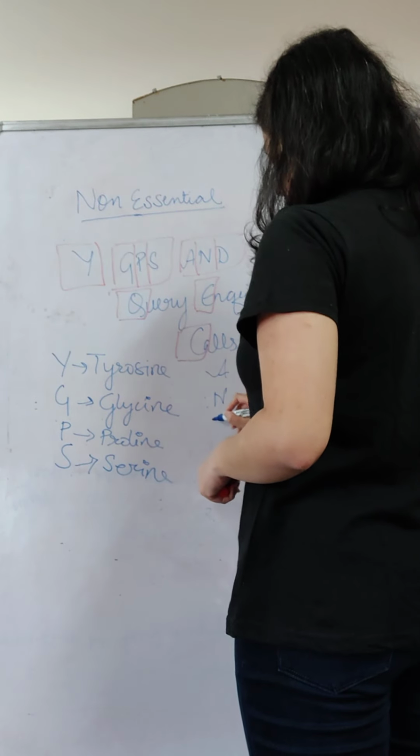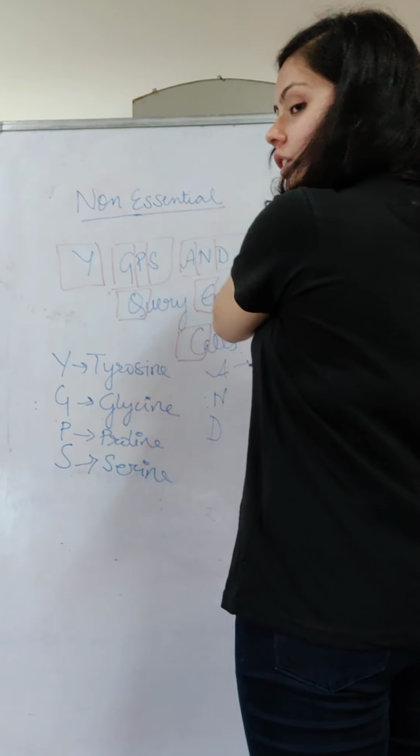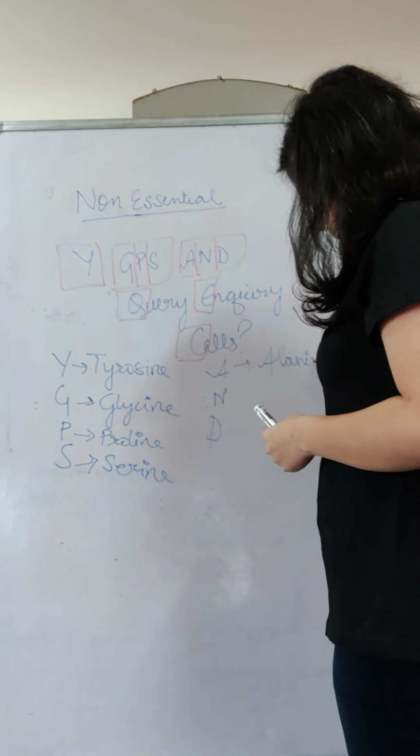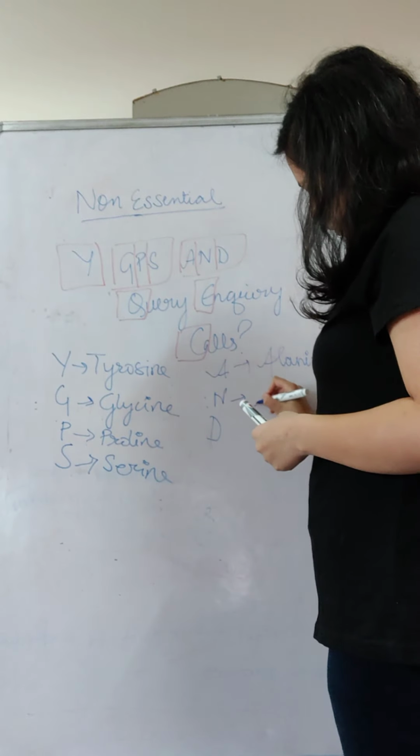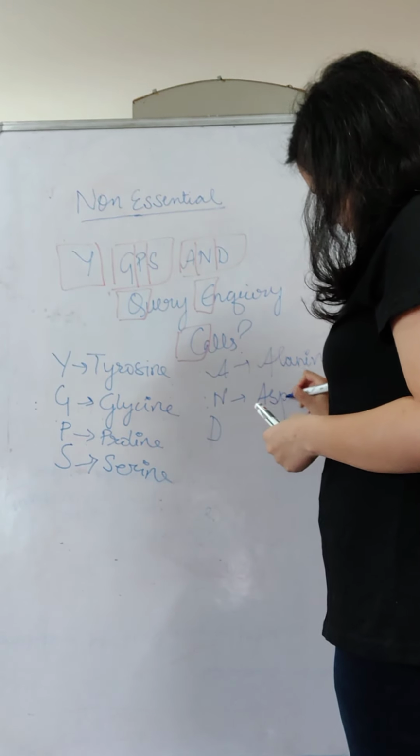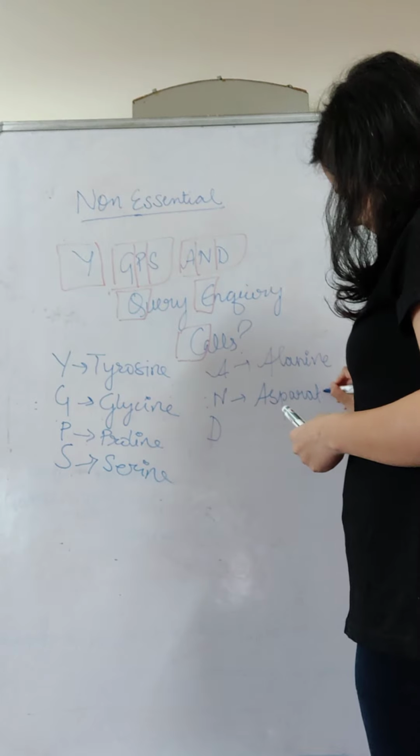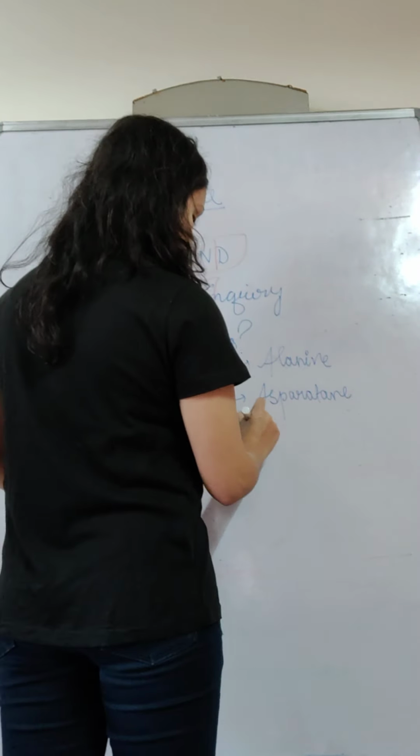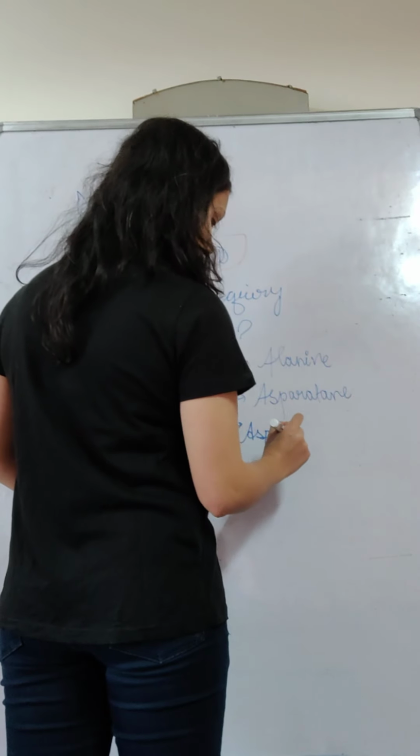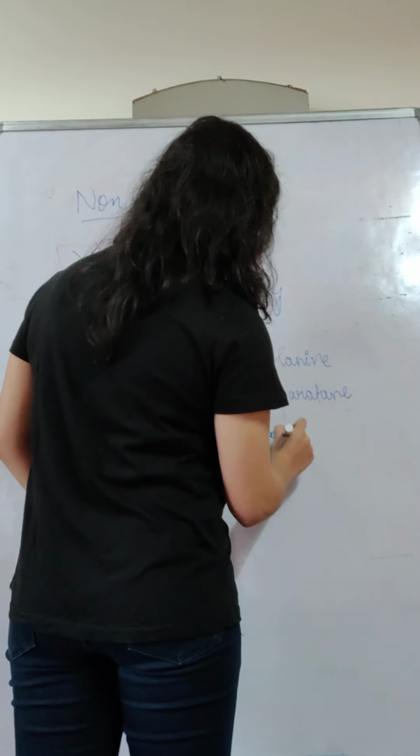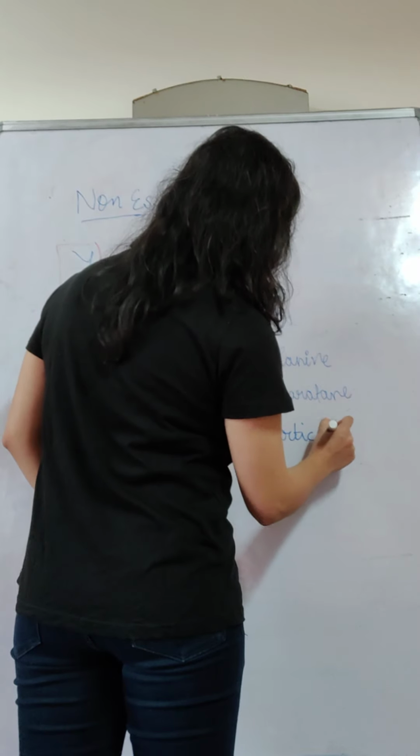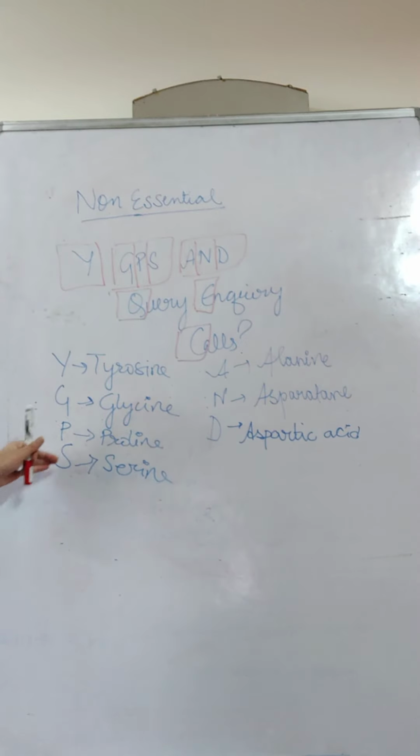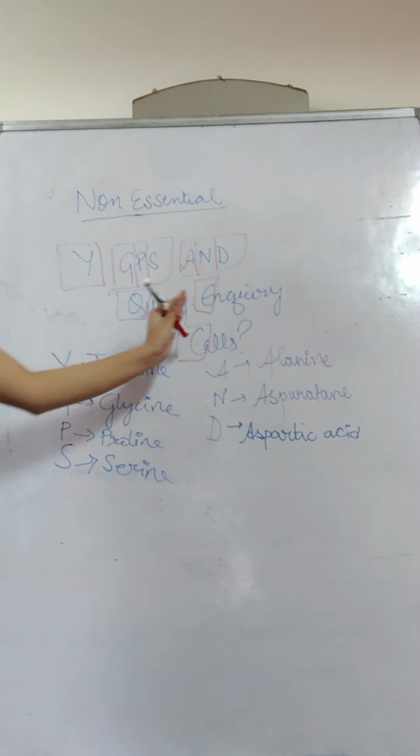Then we have A, N and D. A is for alanine. N is for asparagine. And D is for aspartic acid. You can also call it aspartate. YGPS, and then we have query inquiry calls.